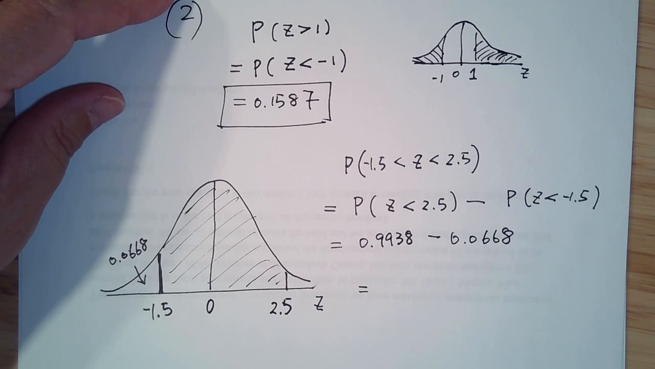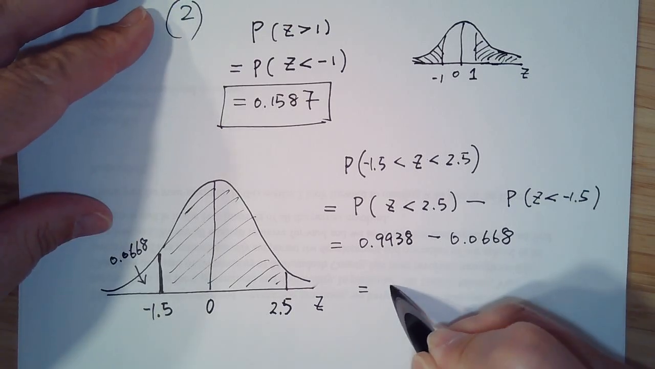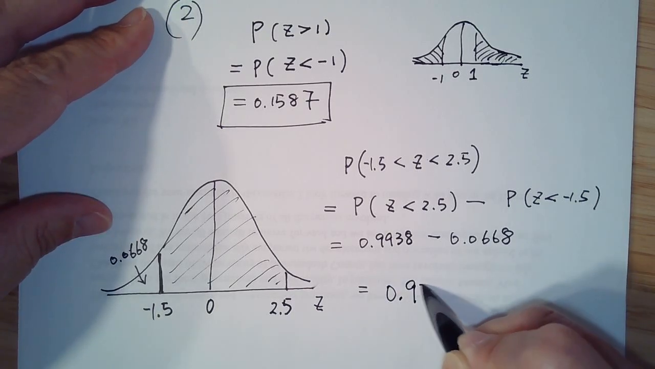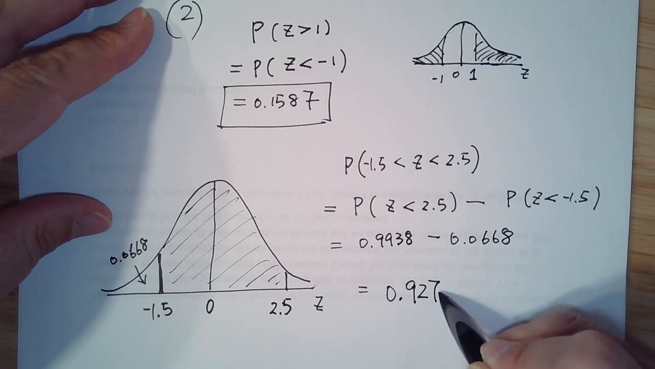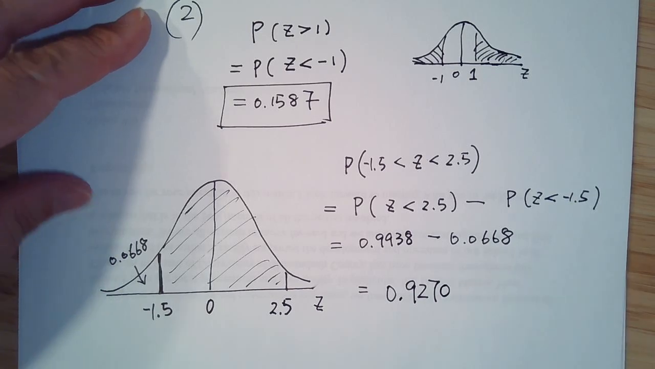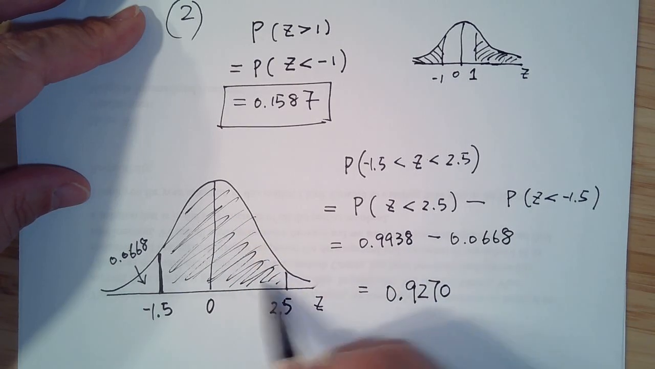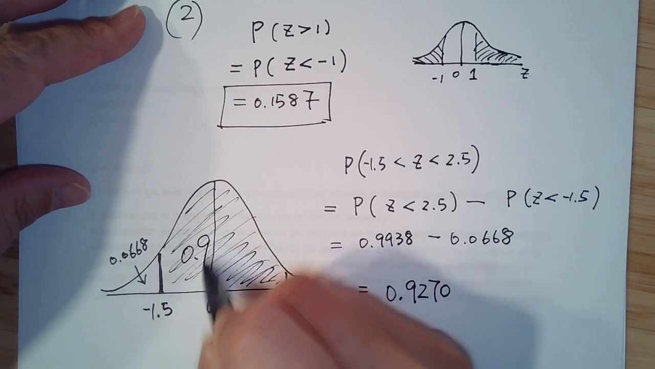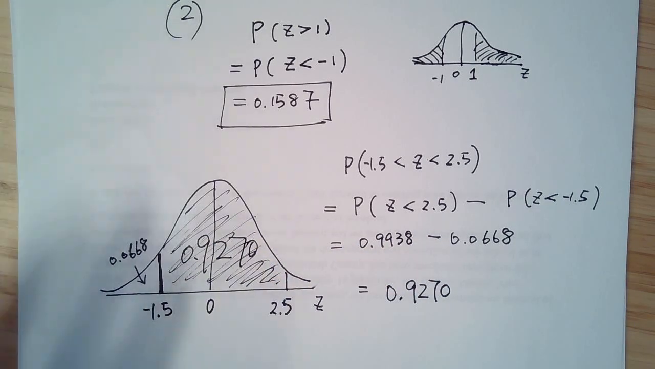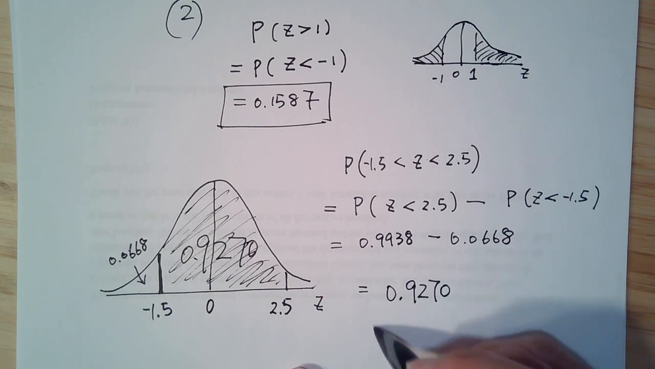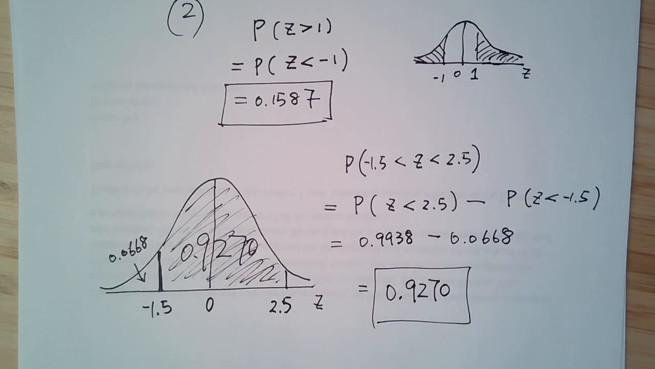Okay, so I use my little calculator. It's 0.927. And there should be a 0 here, it doesn't matter whether you write it or not. So this shaded area is 0.9270. And then you're going to put this in the box to show me your answer.